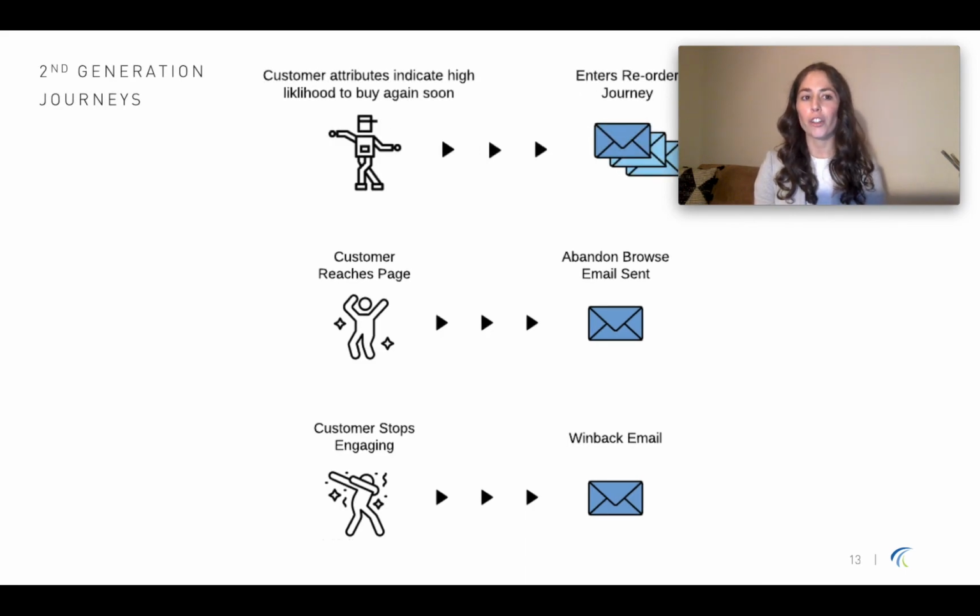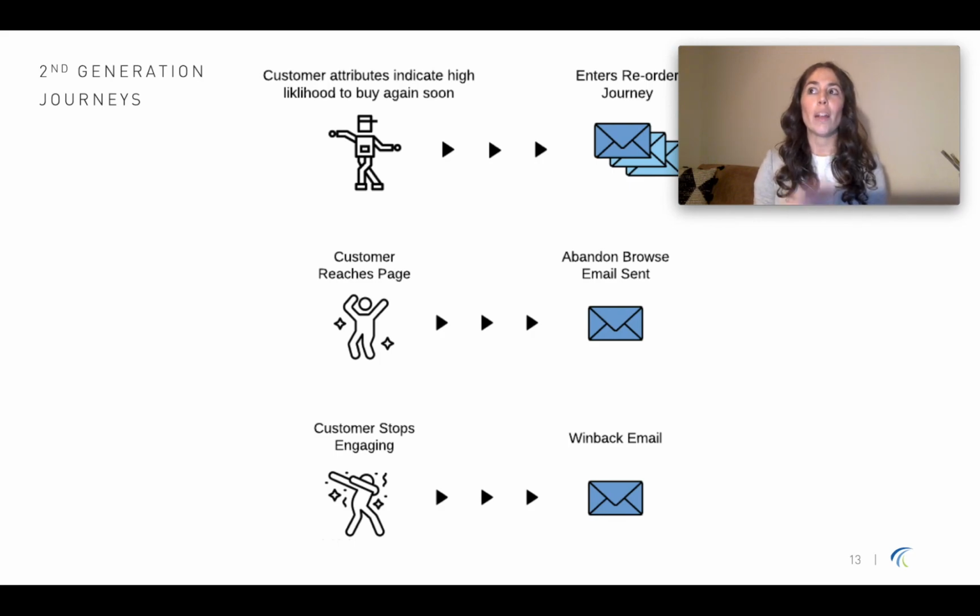A second generation journey is, instead of waiting for the customer to take those steps, by using modeling and propensity scores. So very, very likely, unless you are really unorganized with your data, but I truly believe everyone can get organized enough with your data, if you have an online store, you have enough data already at your fingertips to figure out what attributes somebody has that makes them likely to buy again.